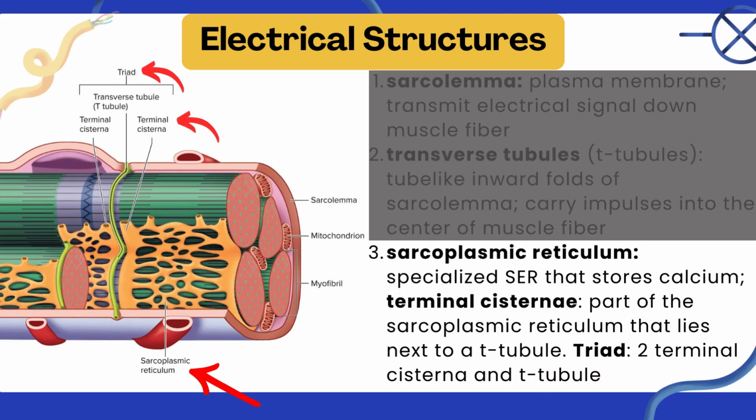The sarcoplasmic reticulum, shown in orange in the image, is a specialized smooth endoplasmic reticulum that stores calcium necessary for muscle contraction. The area of the sarcoplasmic reticulum that is next to a T-tubule is called a terminal cisterna. A triad is two terminal cisternae and the T-tubule located between them.